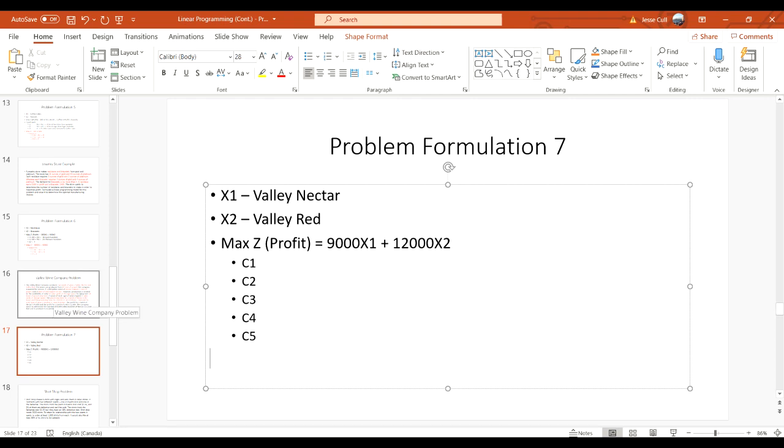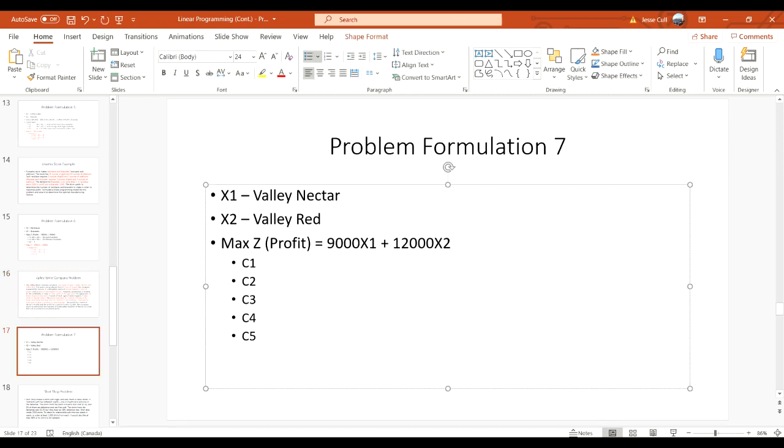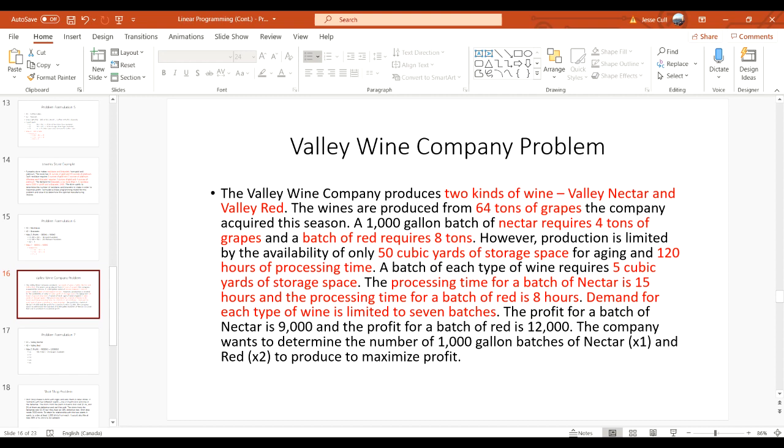So let's go back and look at our first constraint. We have 64 tons of grapes, nectar is 4 tons, red is 8 tons. Very easy. We have 4x1, which is tons of nectar, plus 8x2 tons of red, less than or equal to the 64 tons we have available. That's our first constraint, given to us in the first 2 lines.